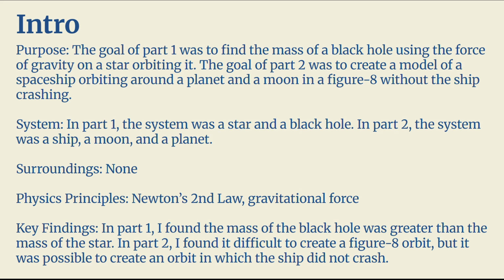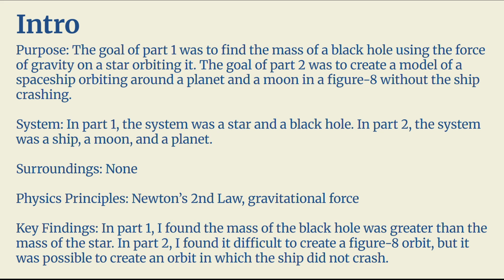In part 1, the system was a star and a black hole. In part 2, the system was a ship, a moon, and a planet. There were no surroundings in either of them, as all of the aspects were in the system. The key physics principles are Newton's second law and the gravitational force.